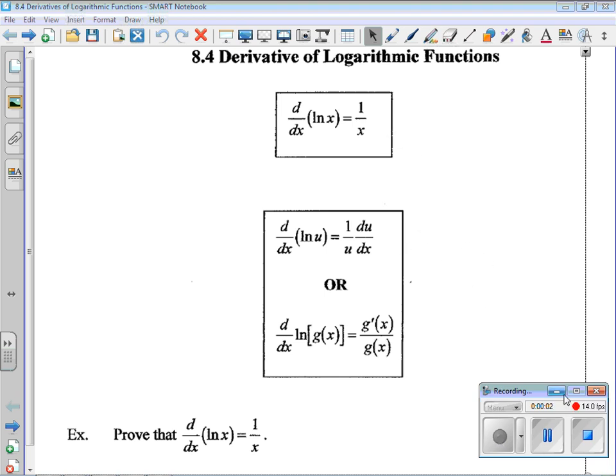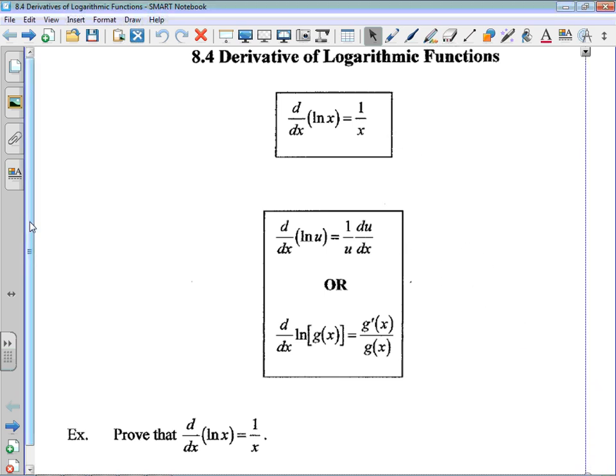Welcome to 8.4 for Math 31, where we start to look at the derivative of logarithmic functions. And this can be a little tricky. Just like we've seen before, the derivative with respect to x of ln x is 1 over x. I don't mind this notation, but it really doesn't deal with what happens if it's more complex than x, which is why I like these two forms, specifically this last form, a lot more.